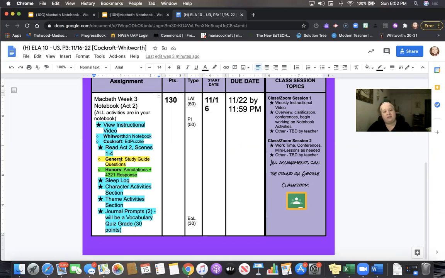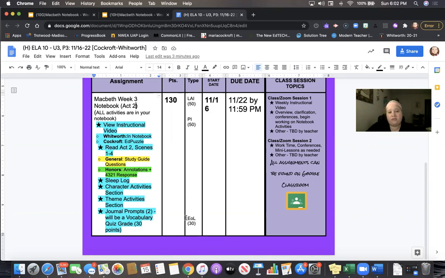You're also going to look at the theme activities, but that section is also reduced because you're choosing one theme to focus on. And then you have journal prompts. There are 2 journal prompts this week that we need you to complete, and they will double as a vocab quiz grade. So you want to keep that in mind.